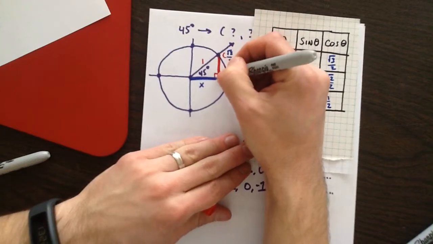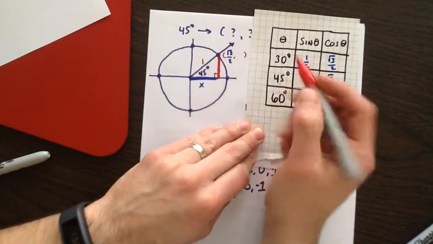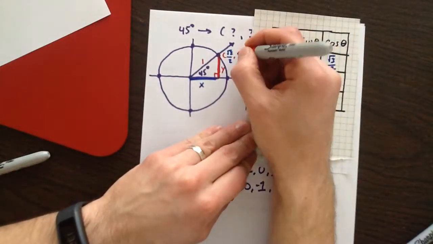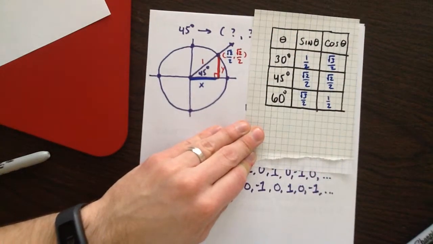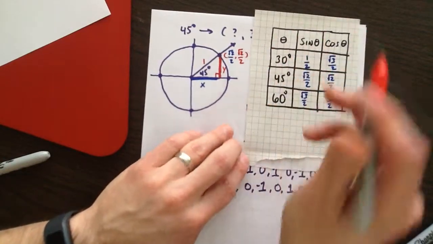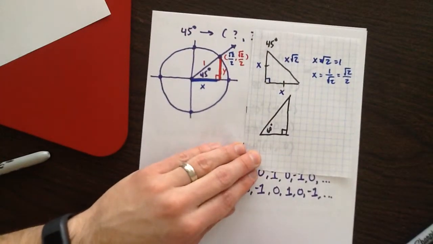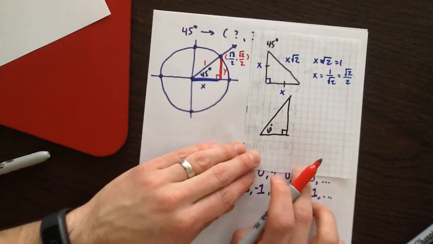In a 45, 45, 90 triangle, what do we know about the two legs? They're equal. Those two have to be equal. So x is that root 2 over 2. Y is also that root 2 over 2. So we've got root 2 over 2, root 2 over 2. We've got a coordinate on there. Go back to that small sheet, the other small sheet. Okay, there we go. Here, x and y are the same.